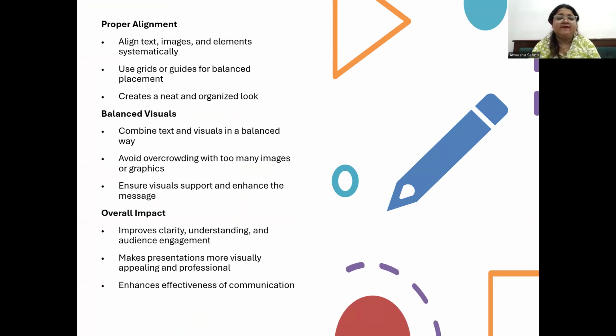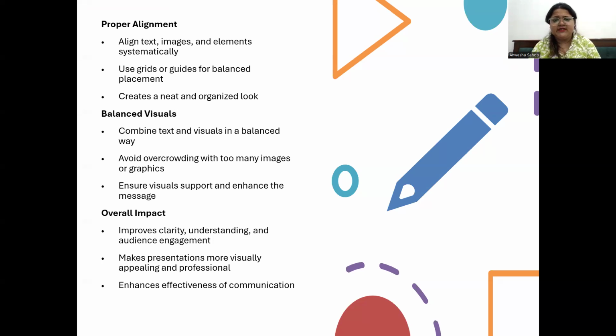So it will give your presentation a proper way to present. Next is balanced visual. Combine text and visuals in a balanced way, not to give more of text and less of visuals, also not more of visuals and less of text. Just balance between the two. Avoid overcrowding with too many images or graphics. Ensure visuals support and enhance the message.